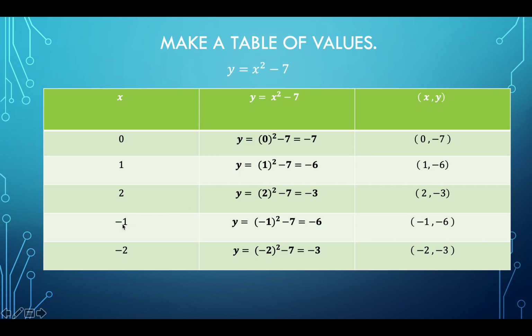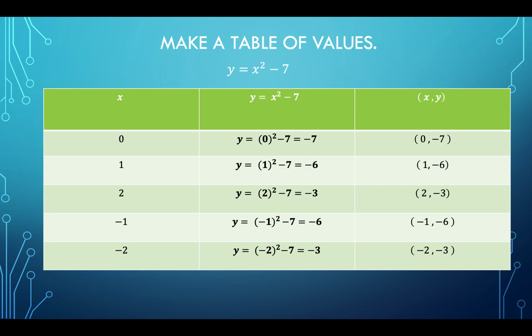Now we have -1. Wherever there's an x, we plug in -1. So now I have -1 squared minus 7. -1 squared, remember, a negative squared gives us a positive, so we have -1 times -1, which is +1. So 1 minus 7 gives me -6. So my coordinates are -1, -6.